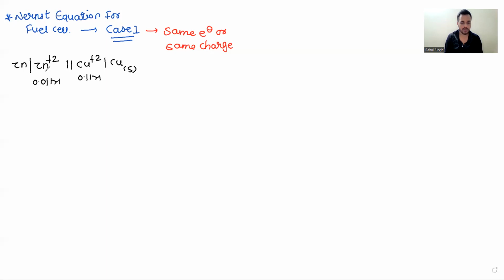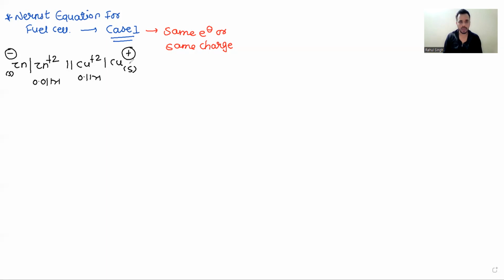Copper is in solid form. This is also in solid form. These both are our electrodes. So this is a representation of electrodes. Basically, the cell we are using over here is a galvanic cell. This is only a one line representation. We know that this is our positive side, this is our negative side.